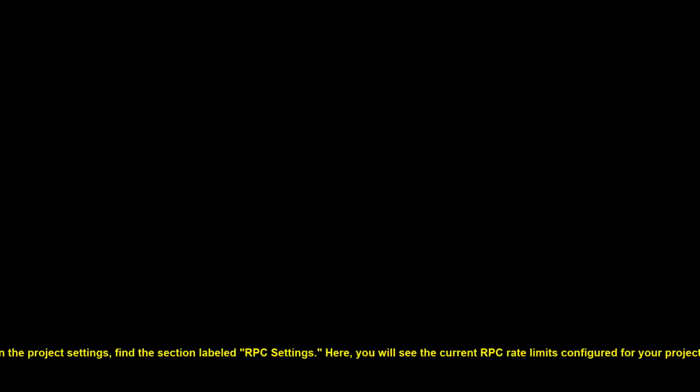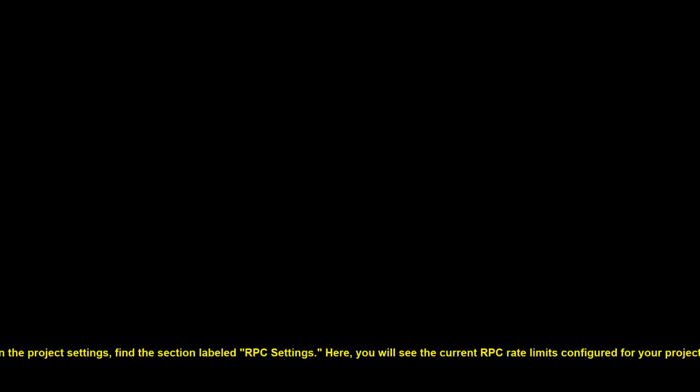To begin, log into your QuickNode account. Once logged in, navigate to the dashboard. Locate the project you wish to update. Click on the project to access its settings. In the project settings, find the section labeled RPC settings.